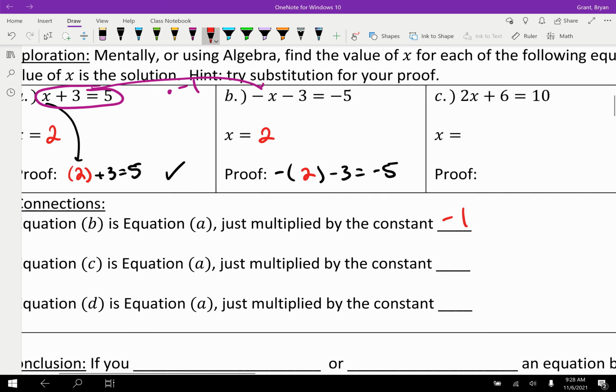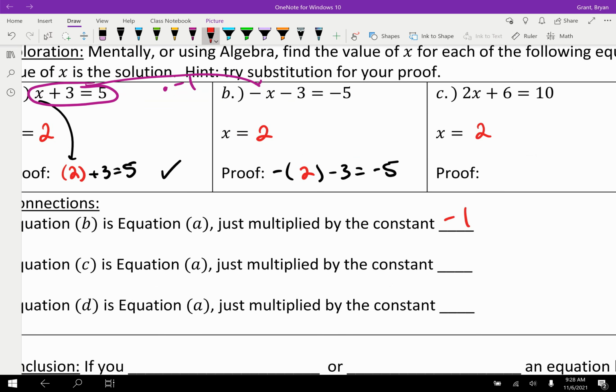If you look at C, I bet many of you found that the answer was 2, and you could have done 2 times that x value plus 6. 2 times 2 is 4, plus 6 more is 10. And then, if we start to look for that pattern, if we take the original equation and we jump over to C, can you see, pun intended, what we multiplied everything by to get over to our new equation? Yeah, we multiplied everything by 2 here. And what we noticed, hopefully, is that when you multiplied by 2, the answer also didn't change.